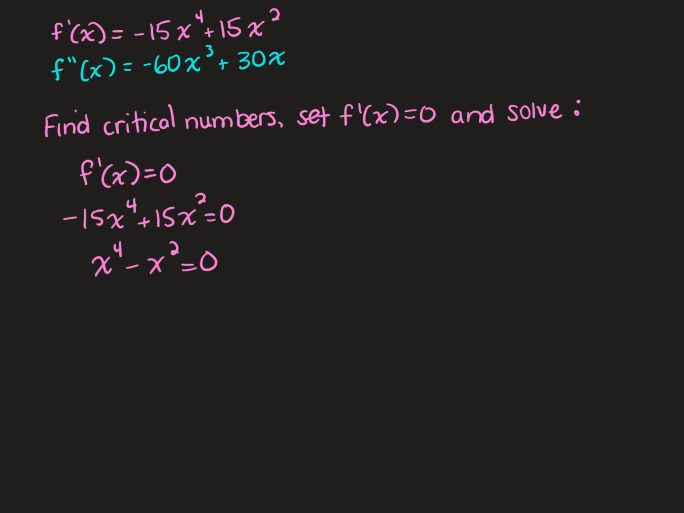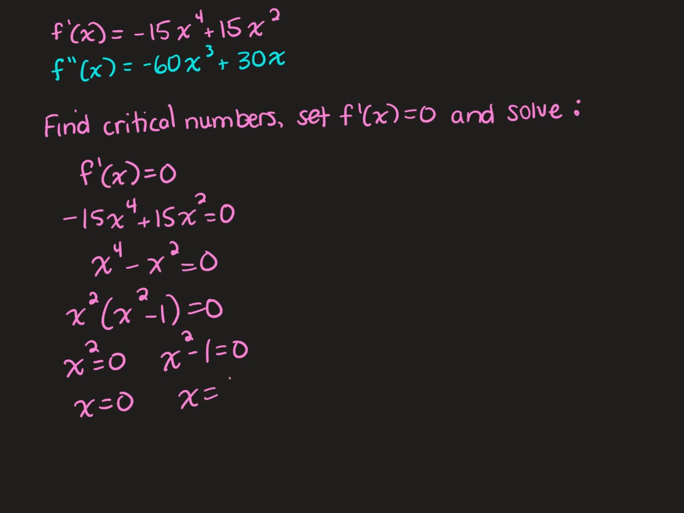So to solve for x, I'm going to factor out an x squared, leaving me with x squared minus 1 equals 0, and then find my critical numbers. I get 0, plus or minus 1. Okay, so those are my critical numbers.